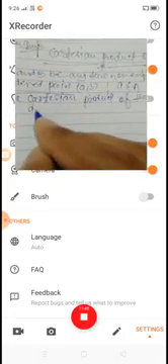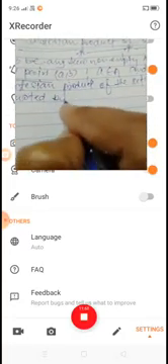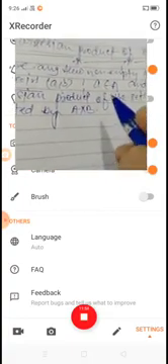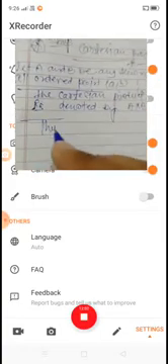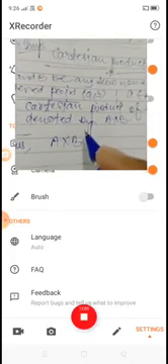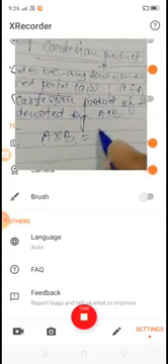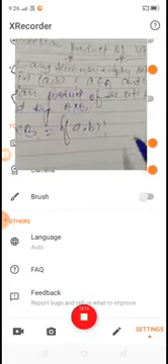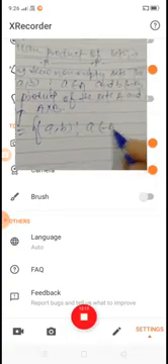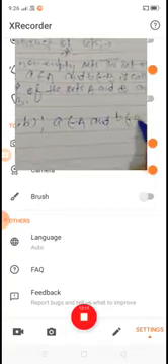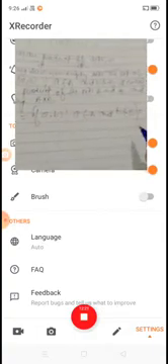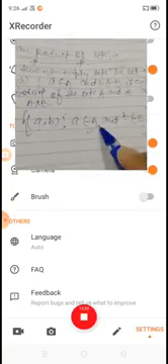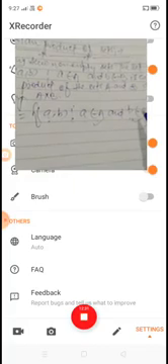A cross B. Okay, thus we can say that A cross B, that is the Cartesian product of A and B, is equal to the set of all ordered pairs (a, b) such that a belongs to A and b belongs to B.